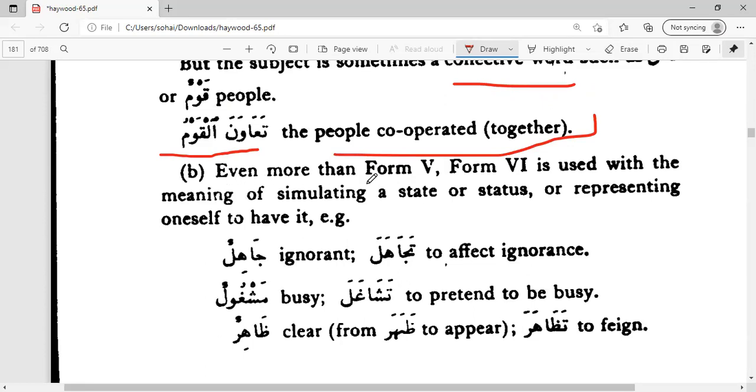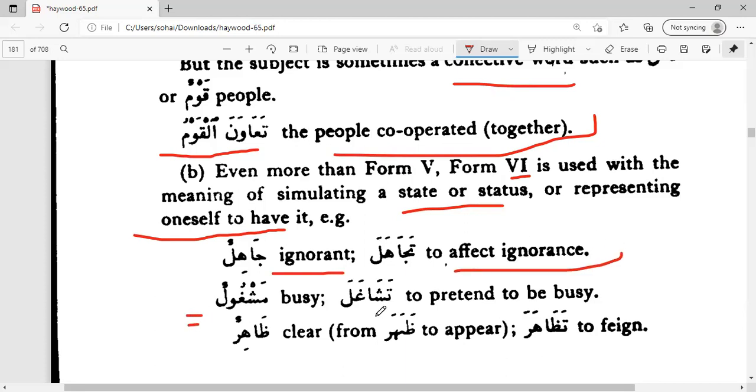Okay, so similar to form 5, form 6 is used with the meaning of simulating a state or status, representing oneself to have one, thinking oneself to have this quality. So jahilun is ignorant. Tajahala means to affect ignorance.